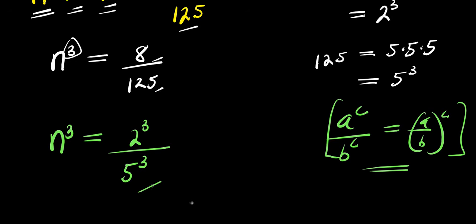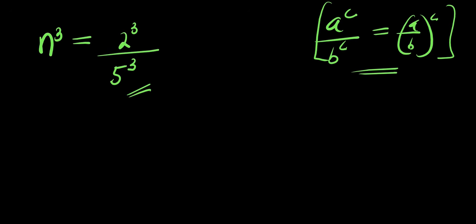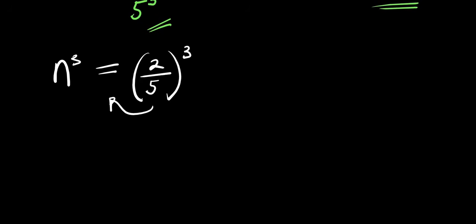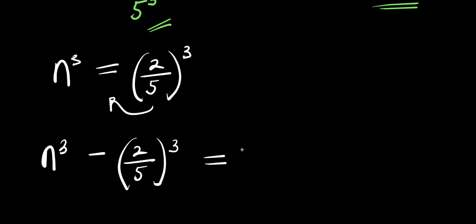Applying this identity right here, we are going to have n to the power of 3 equals 2 over 5 all raised to the power of 3. So the next step will be to move this over here, and it becomes negative, and we equate everything to 0. We have n to the power of 3 minus 2 over 5 raised to the power of 3, and this equals 0.